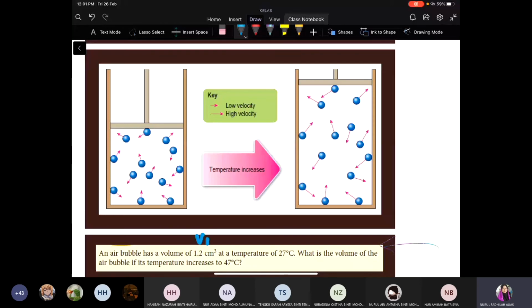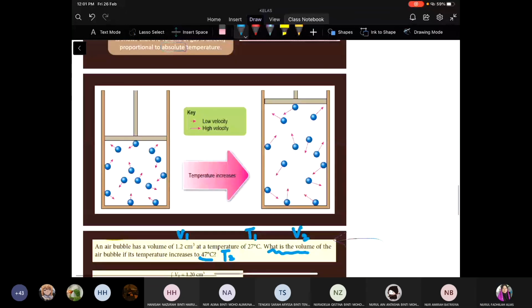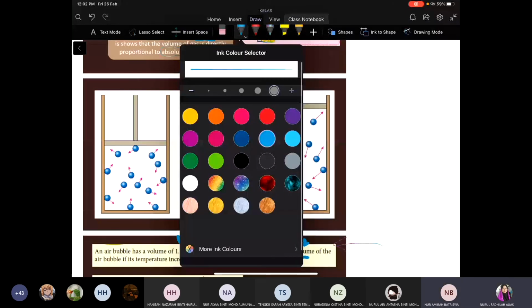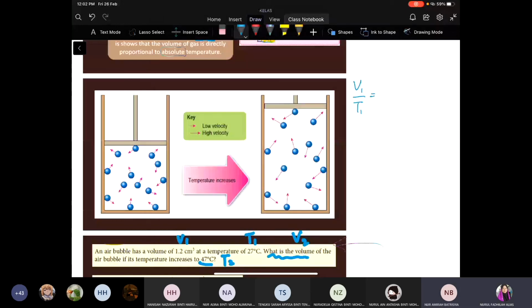So we have volume 1 at temperature 273. This is T1. The question wants the volume when you are given temperature 2. So how do you solve this problem? What formula can you use? V1 over T1 equals V2 over T2. Excellent.